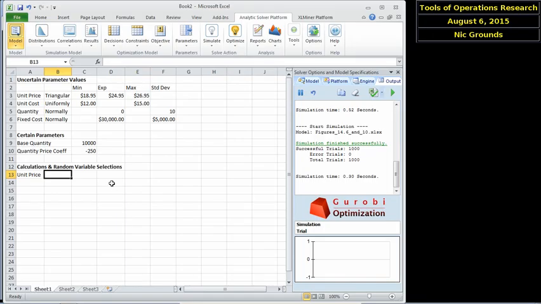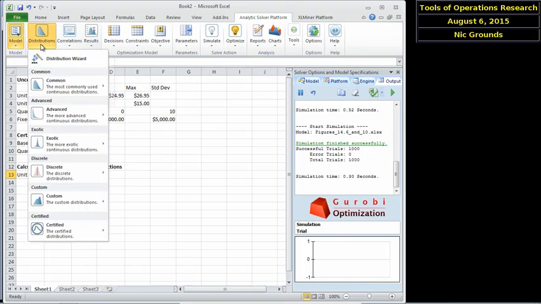Okay. Now there's a few ways you can do this to put in these random distribution functions. For the unit price, we know it's triangular and it has these three parameters that we put in up here. So if I'm going to put in that function to randomly compute a triangular value from that distribution in this cell, B13, the easiest way to go about that is from the Analytics Solver platform tab. There's a button called Distributions.